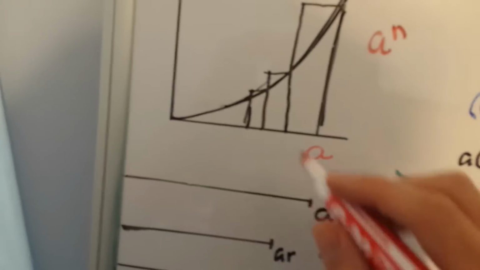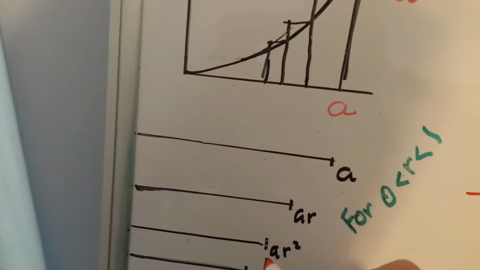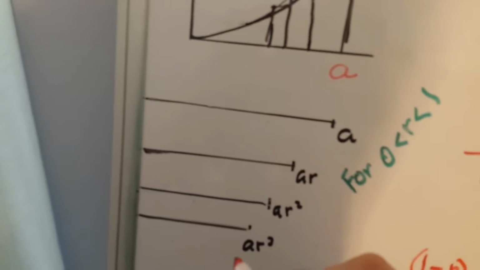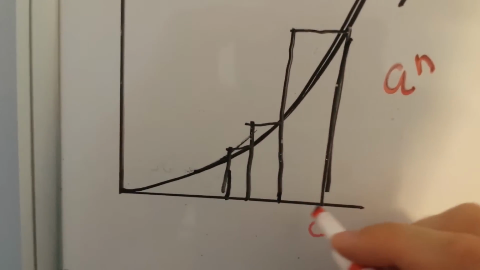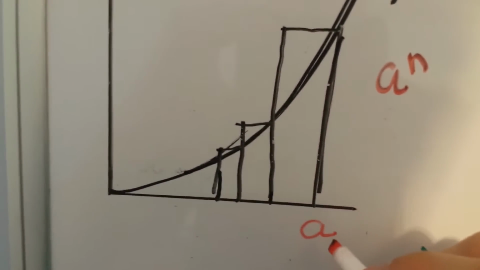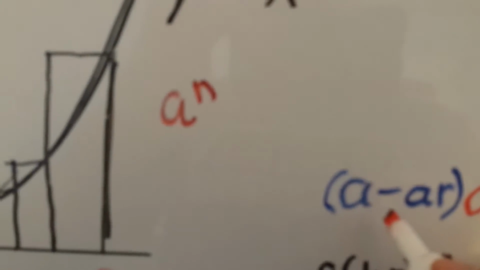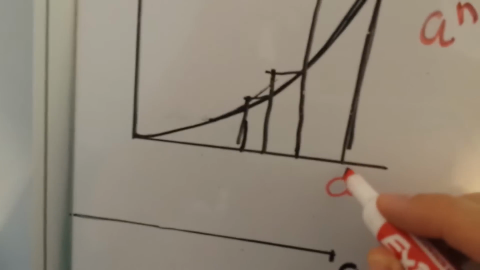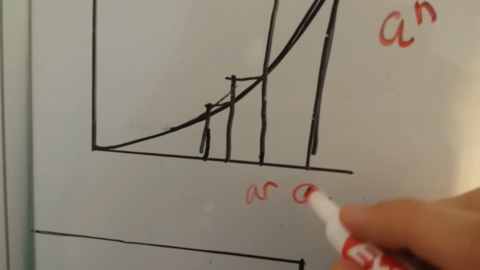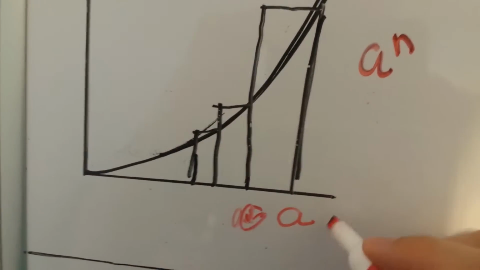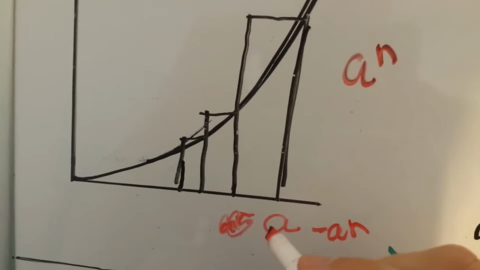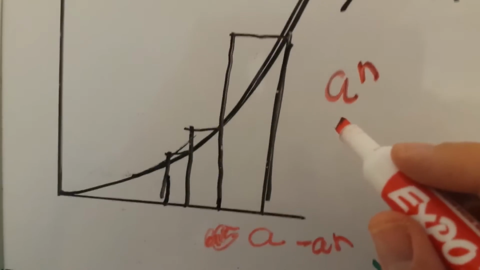And the edge of the next rectangle would be at x equals AR, and the edge of the next rectangle would be at x equals AR squared, and the next rectangle would be at AR cubed. So, for instance, if you want to calculate the base of this rectangle, you would do A minus AR, right? A minus AR. To calculate the area, then, we'd multiply this by A to the n, right?